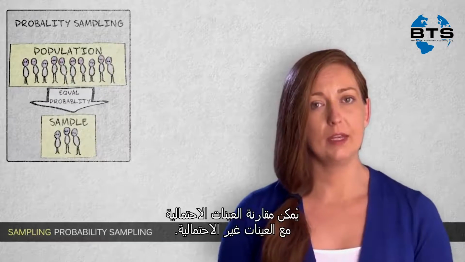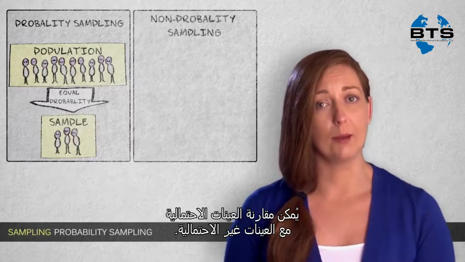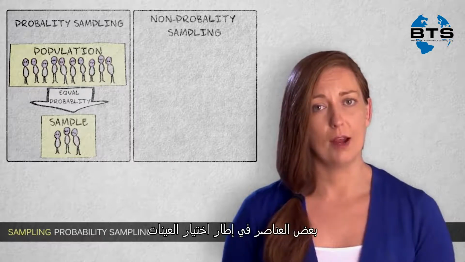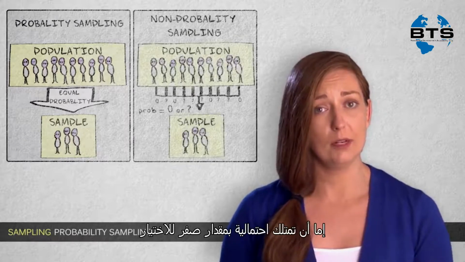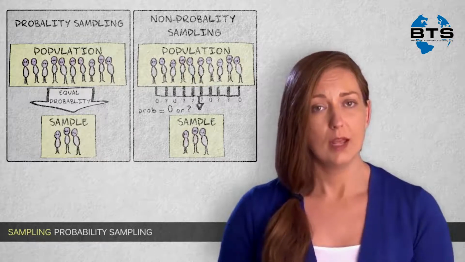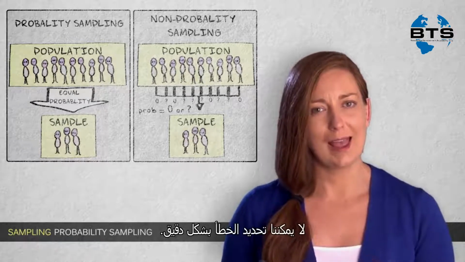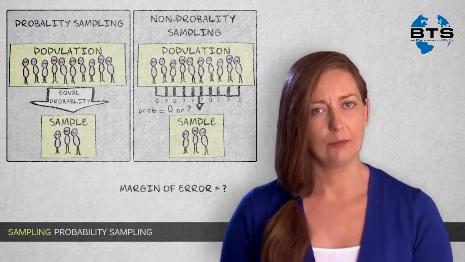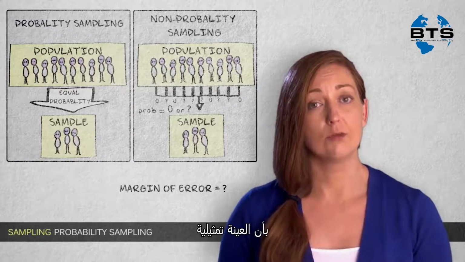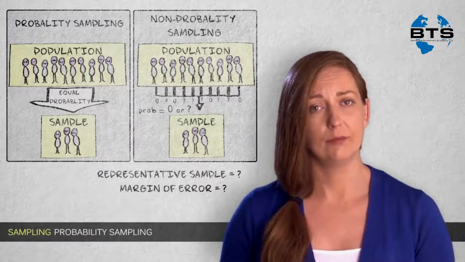Probability sampling can be contrasted with non-probability sampling. In non-probability sampling, some elements in the sampling frame either have zero probability to be selected, or their probability is unknown. As a consequence, we cannot accurately determine the margin of error. It's also impossible to determine the likelihood that a sample is representative of the population.